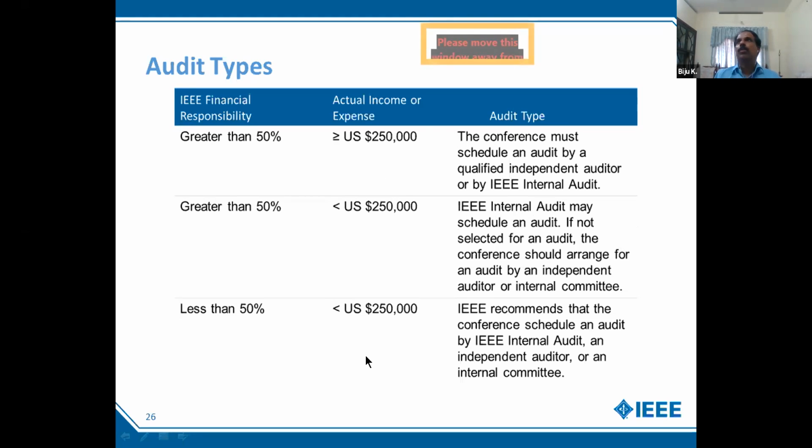And then the third case, where most of the conferences come, is the third category, where we can have our own auditors. We have the freedom to select our auditor, get the auditor statement by an auditor chosen by us, and submit the audit report to IEEE.